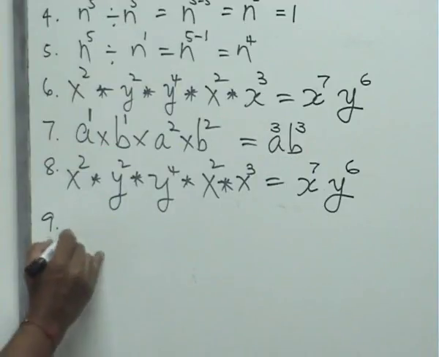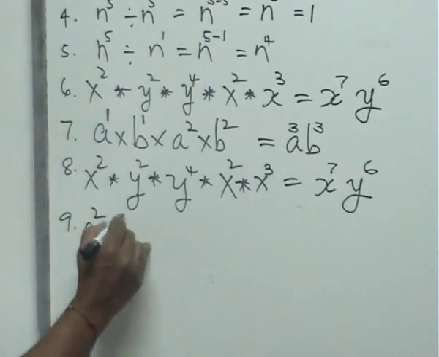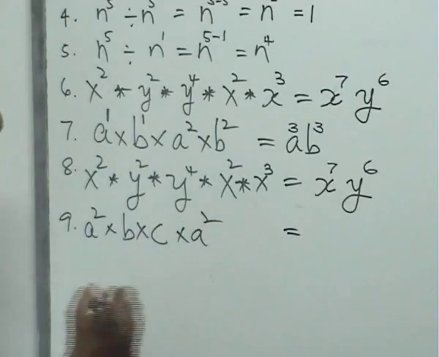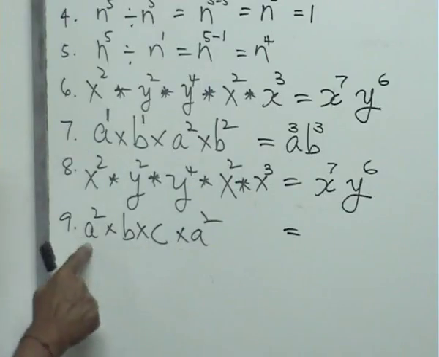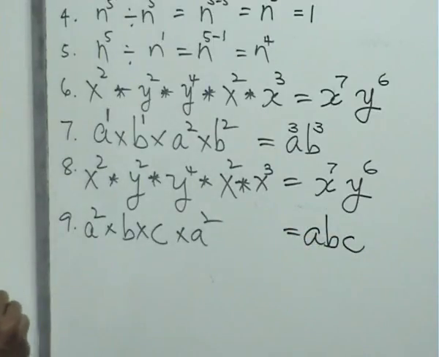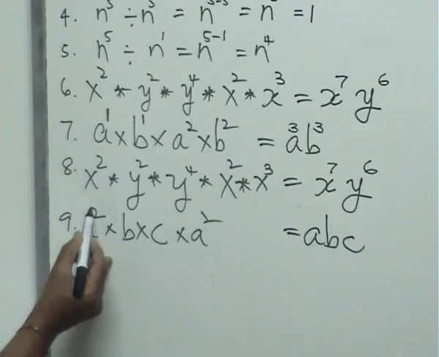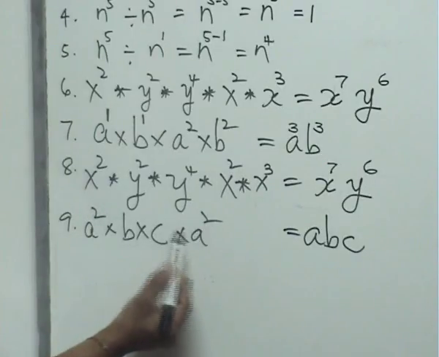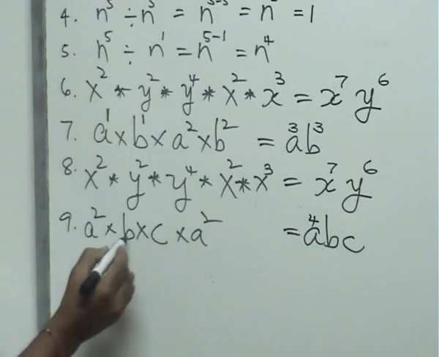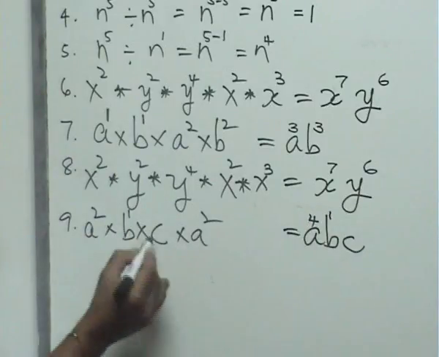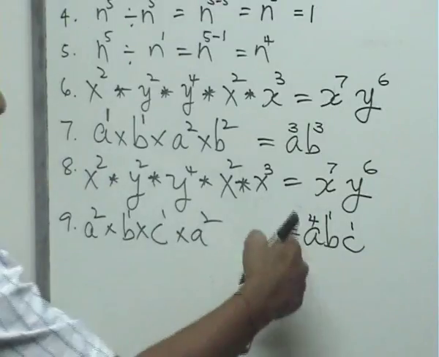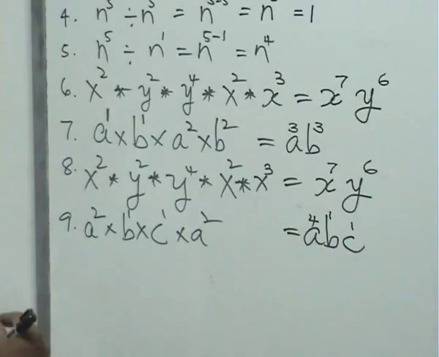Number 9, a squared times b times c times a squared. Now this time we've got a number of bases here. We've got a, we've got b, we've got c. So you write down all three bases, a, b, c, next to one another. Then if you look at a, you've got a squared here and you've got a squared there. So you can multiply these two. So it will be 2 plus 2, 4. The b, the index is 1, so it will be 1. The c, the index is 1, so it's 1. And that's the final answer. Right? We cannot add those indices up because those bases are all different.